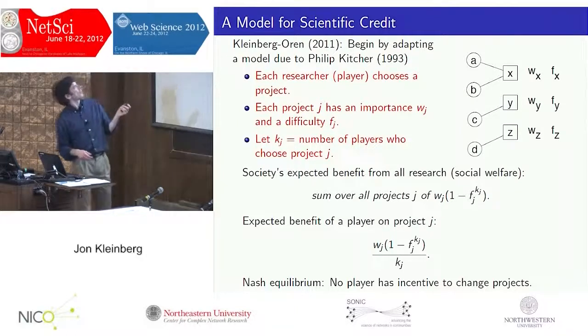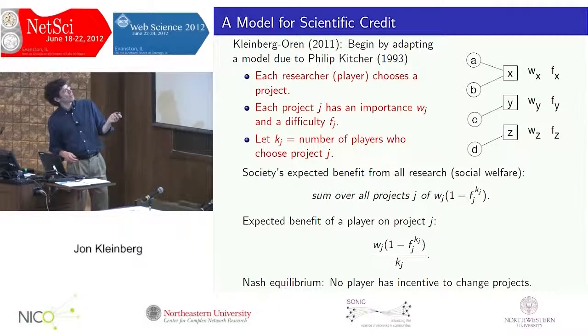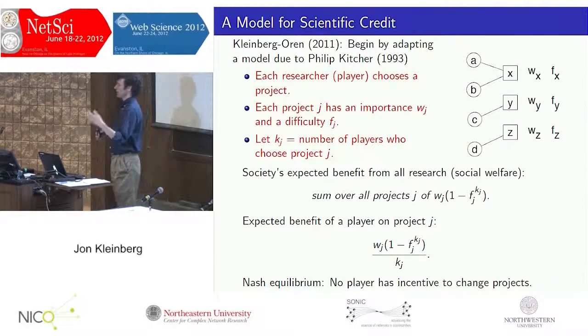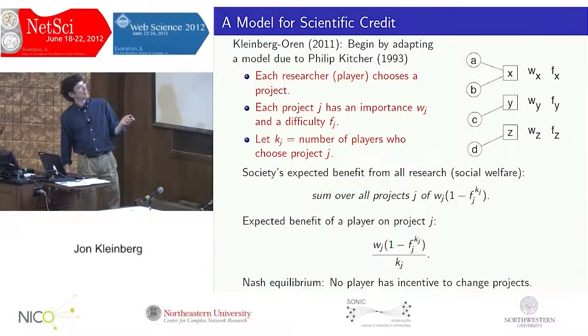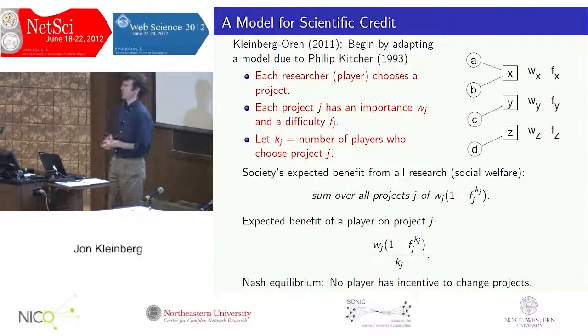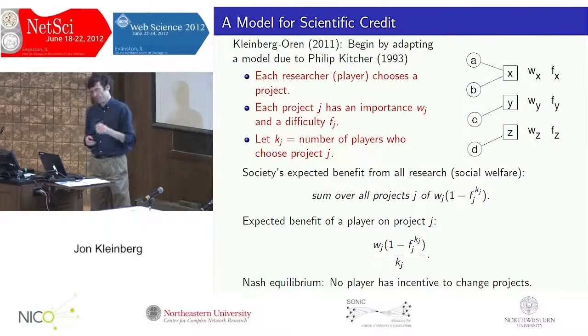But that's not what a researcher cares about. If a researcher picks project J, then what's their expected benefit from that? Well, this is the chance it gets solved times its importance, but there were KJ people on it, so there's a 1 in KJ chance that you're the one who solved it first and got the credit. So that's your payoff. Okay.